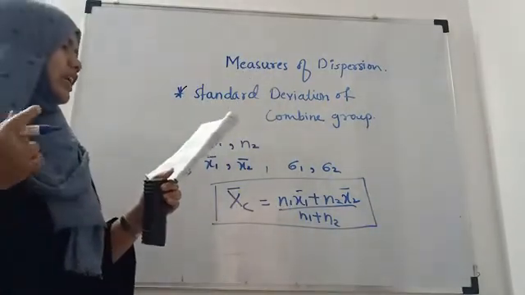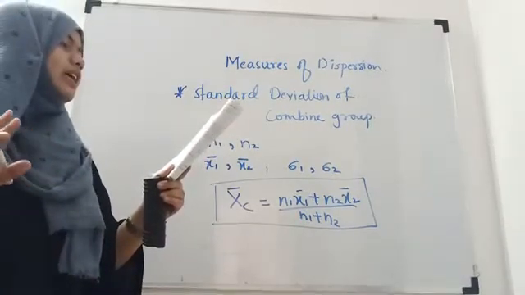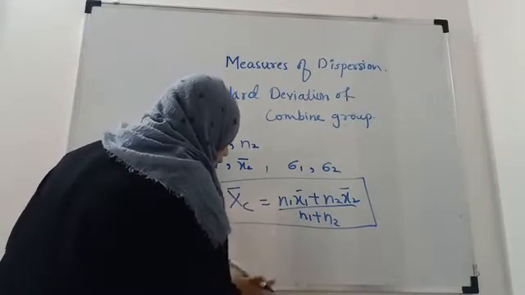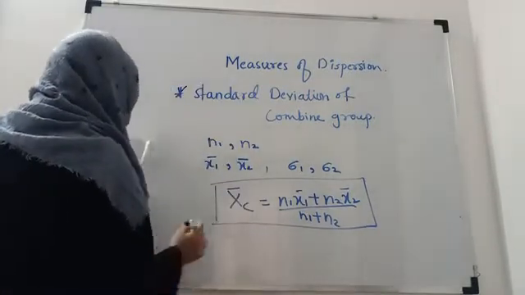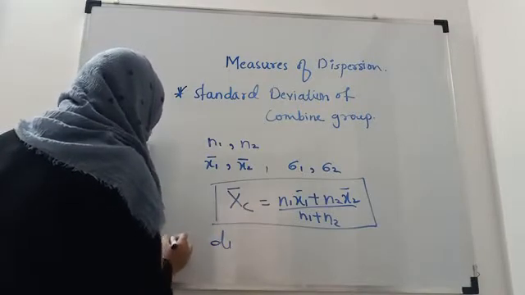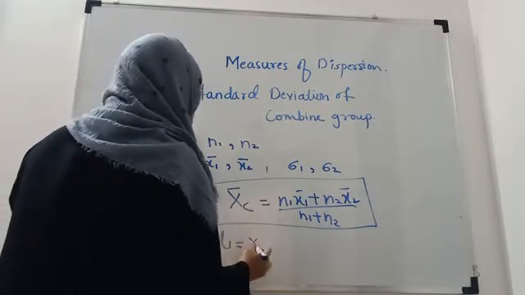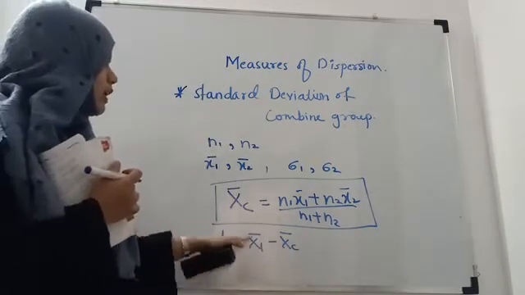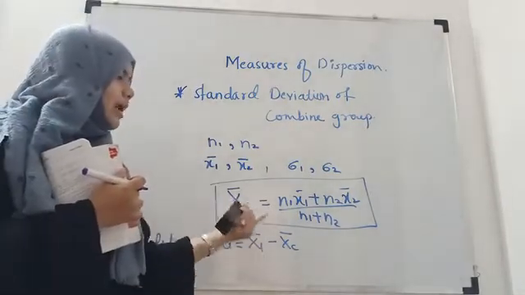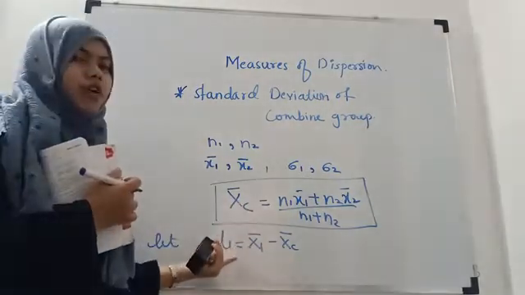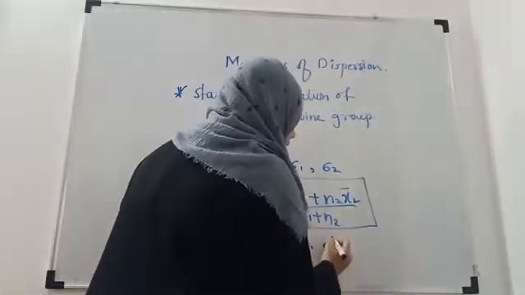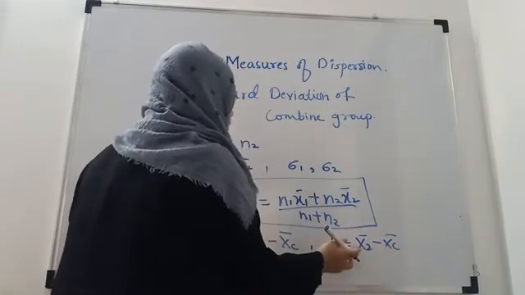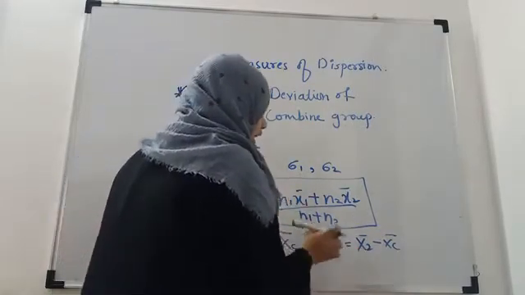Now we will see the next formula, which is the combined standard deviation. Before that we'll require two terms in that formula. So let d1 be x1 bar minus xc bar. From the arithmetic mean of the first group, we subtract the combined mean and we form this d1, and d2 is x2 bar minus xc bar. If you subtract xc from the arithmetic mean of the second group, you will get d2.